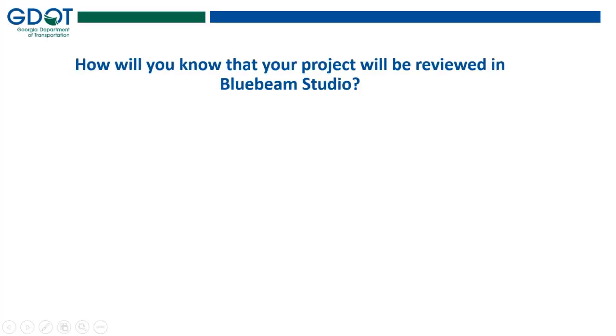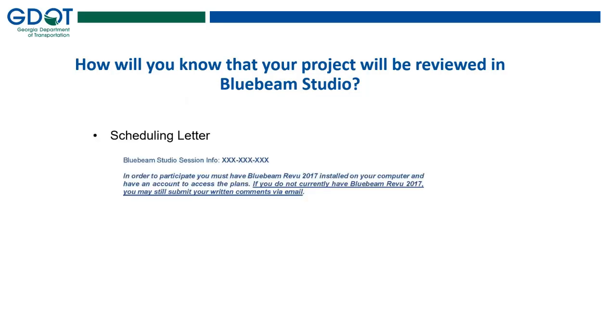So how will you know that your project will be reviewed via Bluebeam Studio? First and foremost, when you receive the scheduling letter, your Bluebeam Studio session information will be provided on there. Typically, this is a 9-digit hyphenated number. In addition to this number, you may also receive a URL, so you can use either way to join the Bluebeam Studio session. Currently, our scheduling letters do indicate that you must use Bluebeam Review 2017 or newer on your computer.